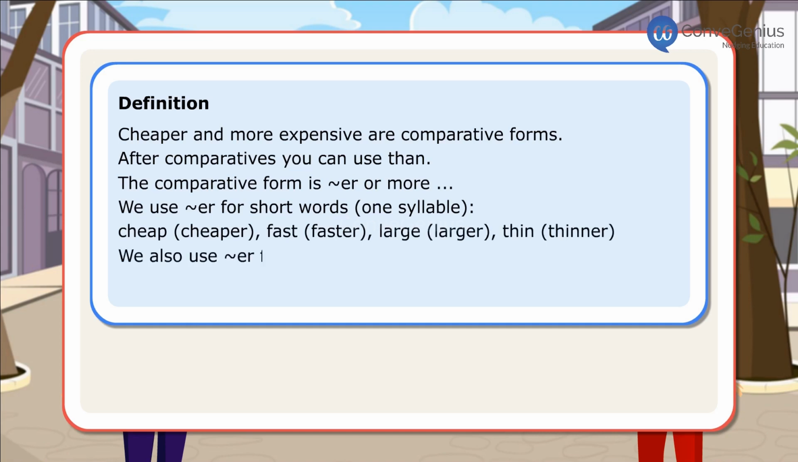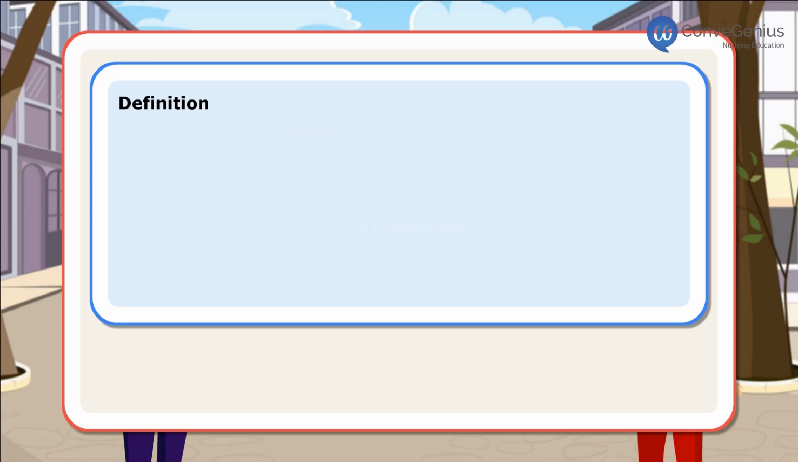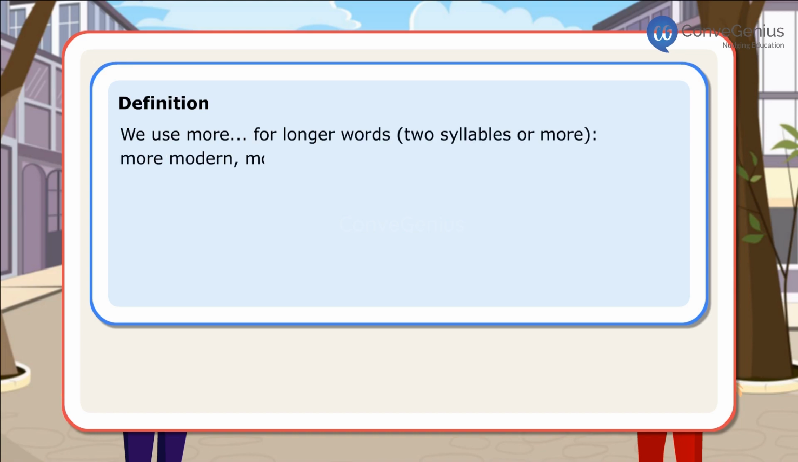We also use er for two-syllable words that end in y, ier: lucky, luckier; early, earlier; easy, easier; pretty, prettier. We use more for longer words, two syllables or more: more modern, more serious, more expensive, more comfortable.